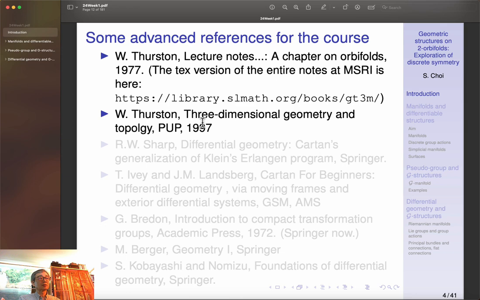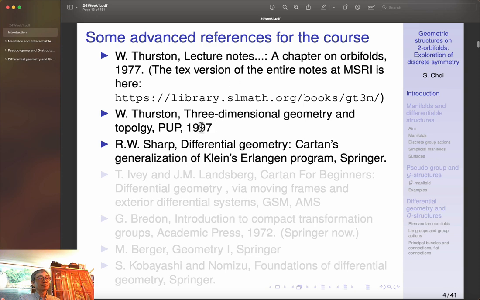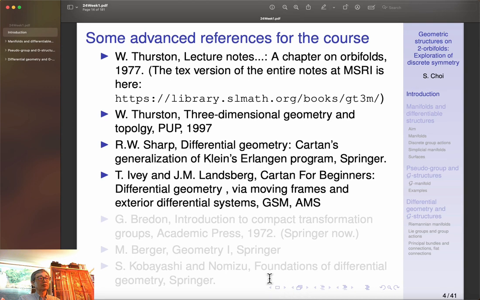This is Three-Dimensional Geometry and Topology. This is actually the published version of this book, but of course this contains a lot more than what is here, and it is a good reference for our course as well. And if you want a further generalization of differential geometry, you can go to Cartan's generalization, and it is a full generalization of differentiable manifold theory and Riemannian manifolds. For example, this book by Ivey and Landsberg explains this theory quite well.